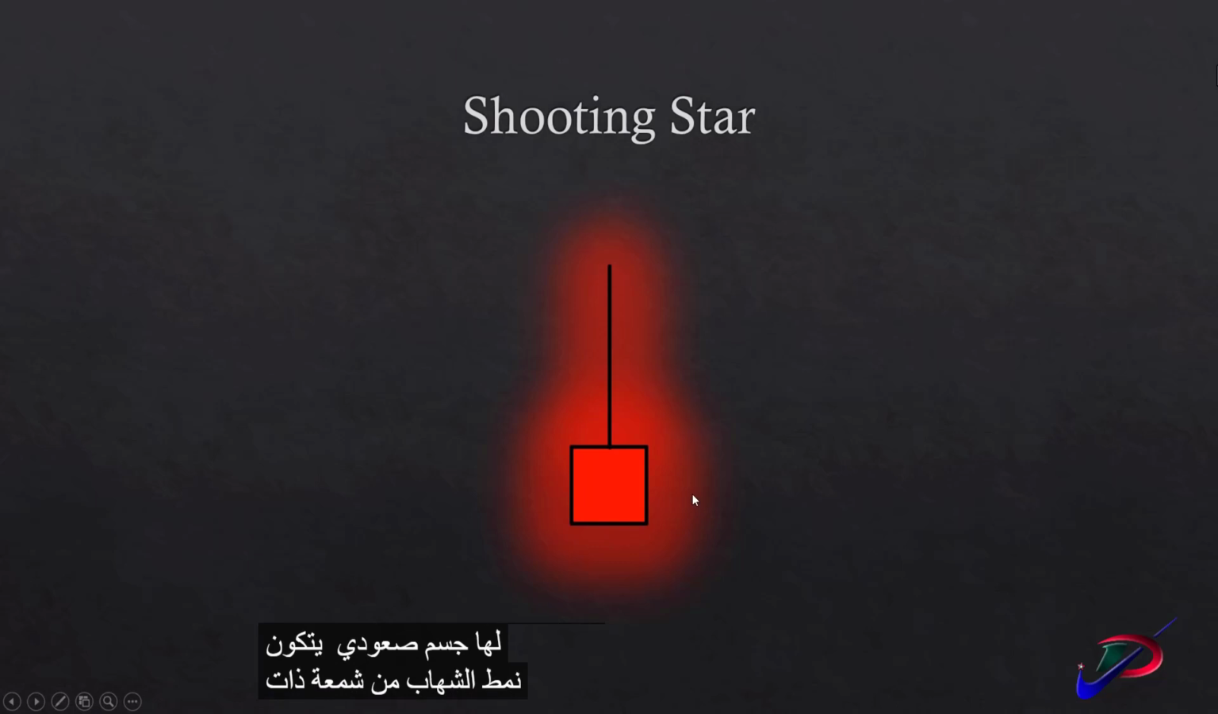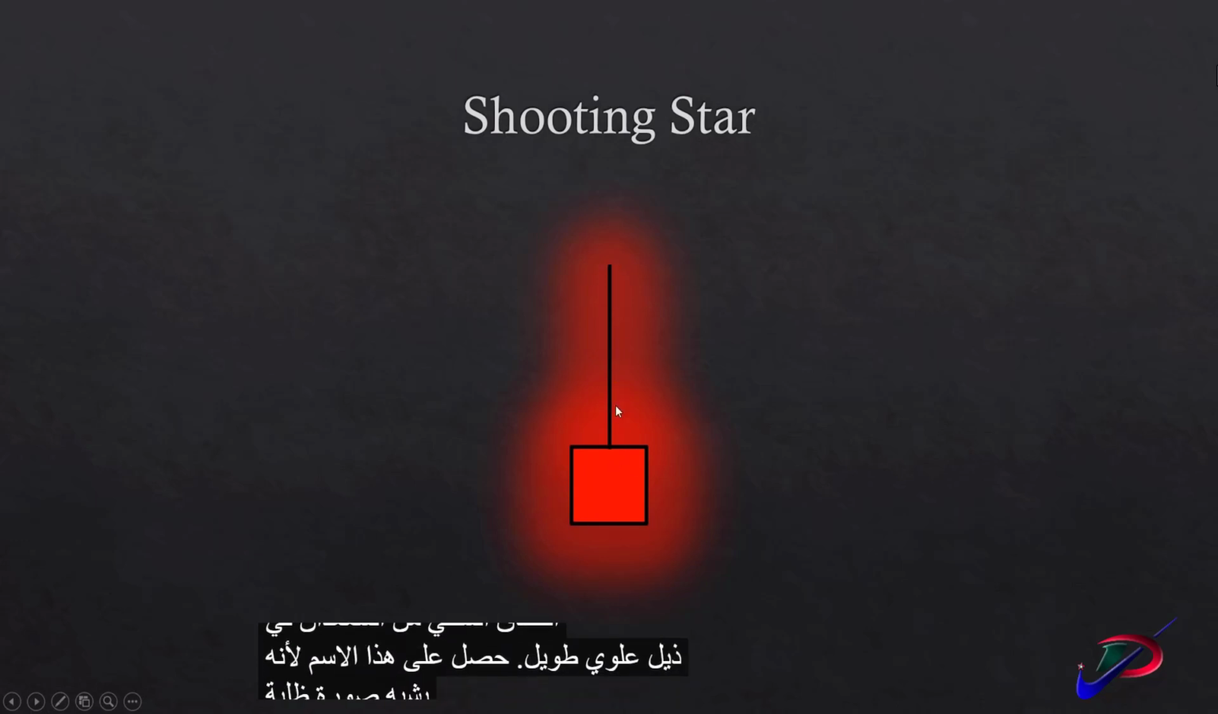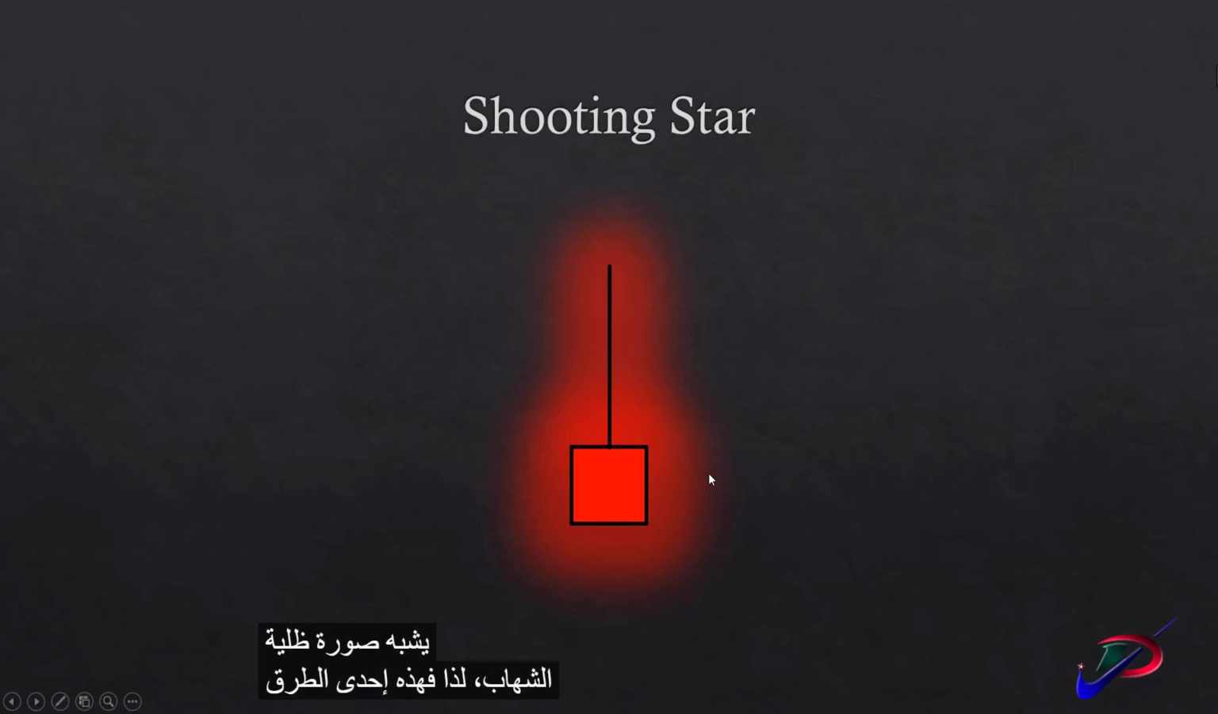The shooting star pattern is formed by a candlestick with a small bearish body that sits in the lower range of the candlestick and a long upper tail. It received this name because it resembles the silhouette of a shooting star, so that's one way of memorizing the pattern.